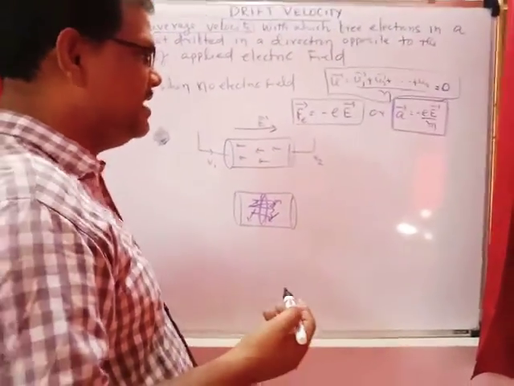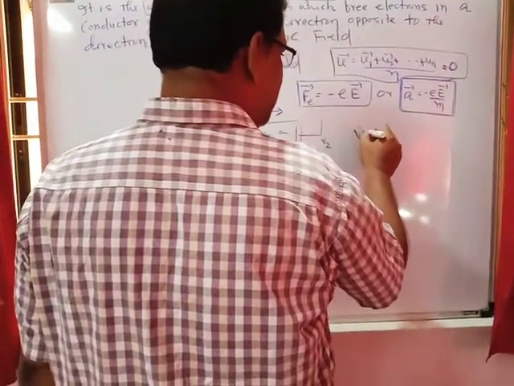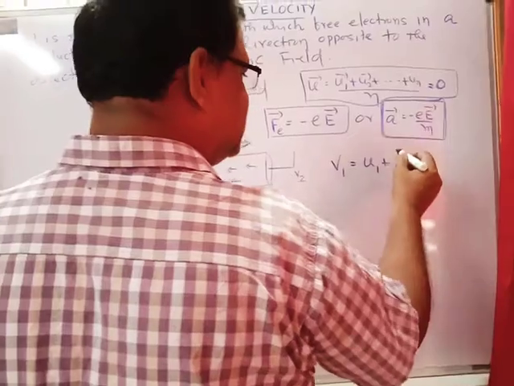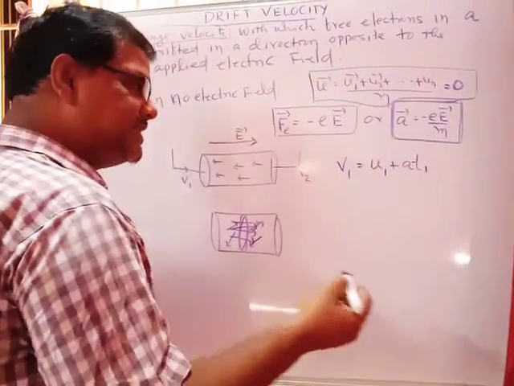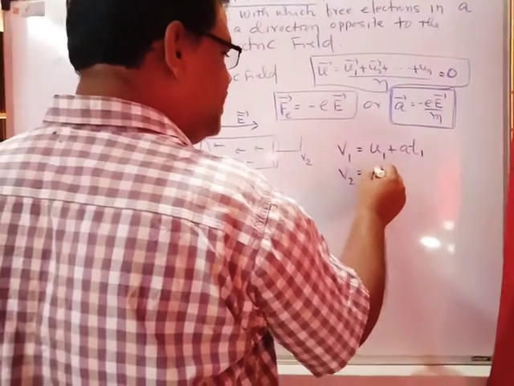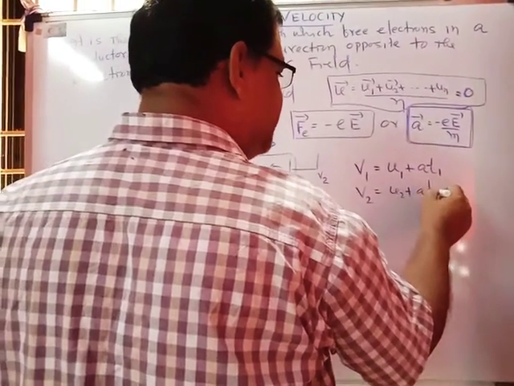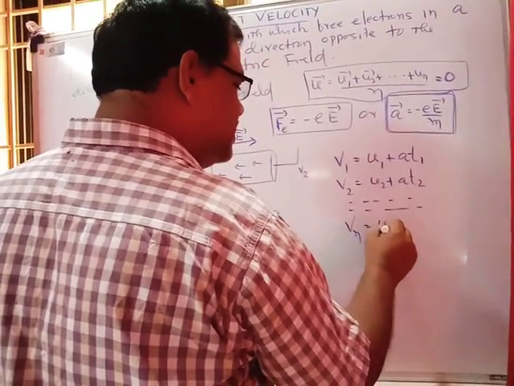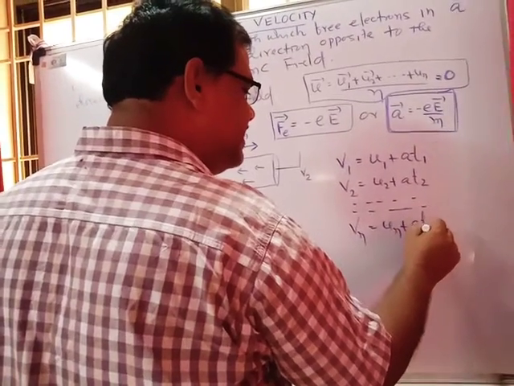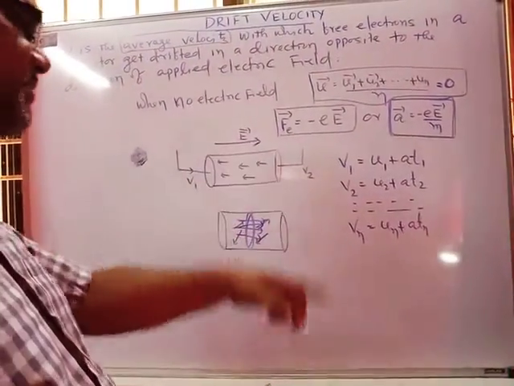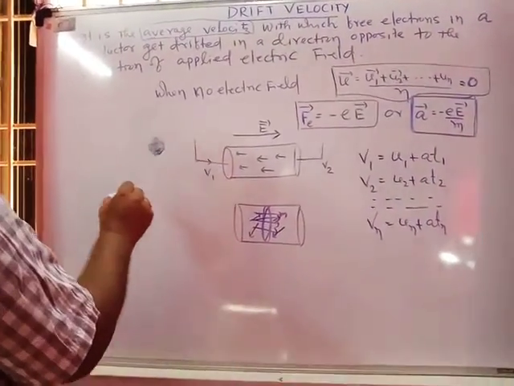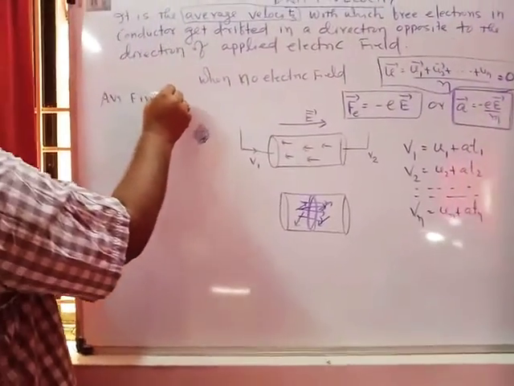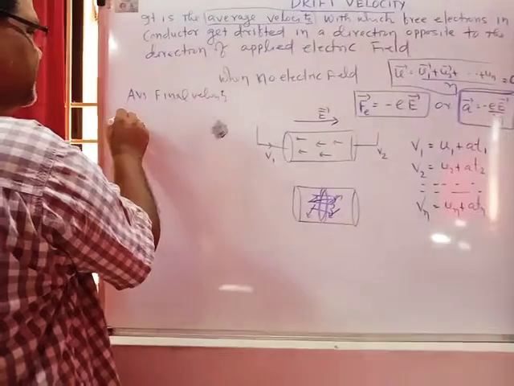Suppose for the first electron, the velocity attained v1 equals u1 plus acceleration into t1. For the second electron, v2 equals u2 plus a t2. And so on, for the nth electron, vn equals un plus a tn. So what is the average final velocity of the electrons? That average final velocity is the drift velocity.